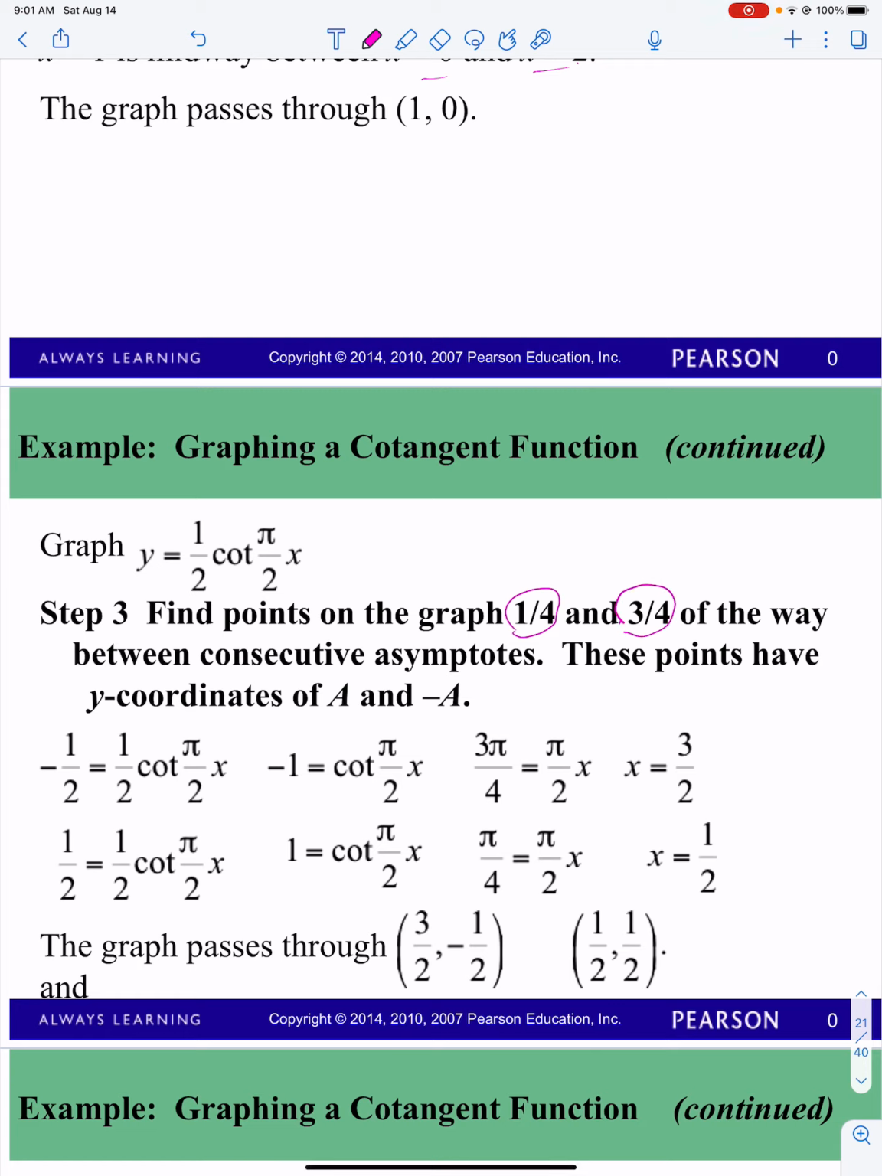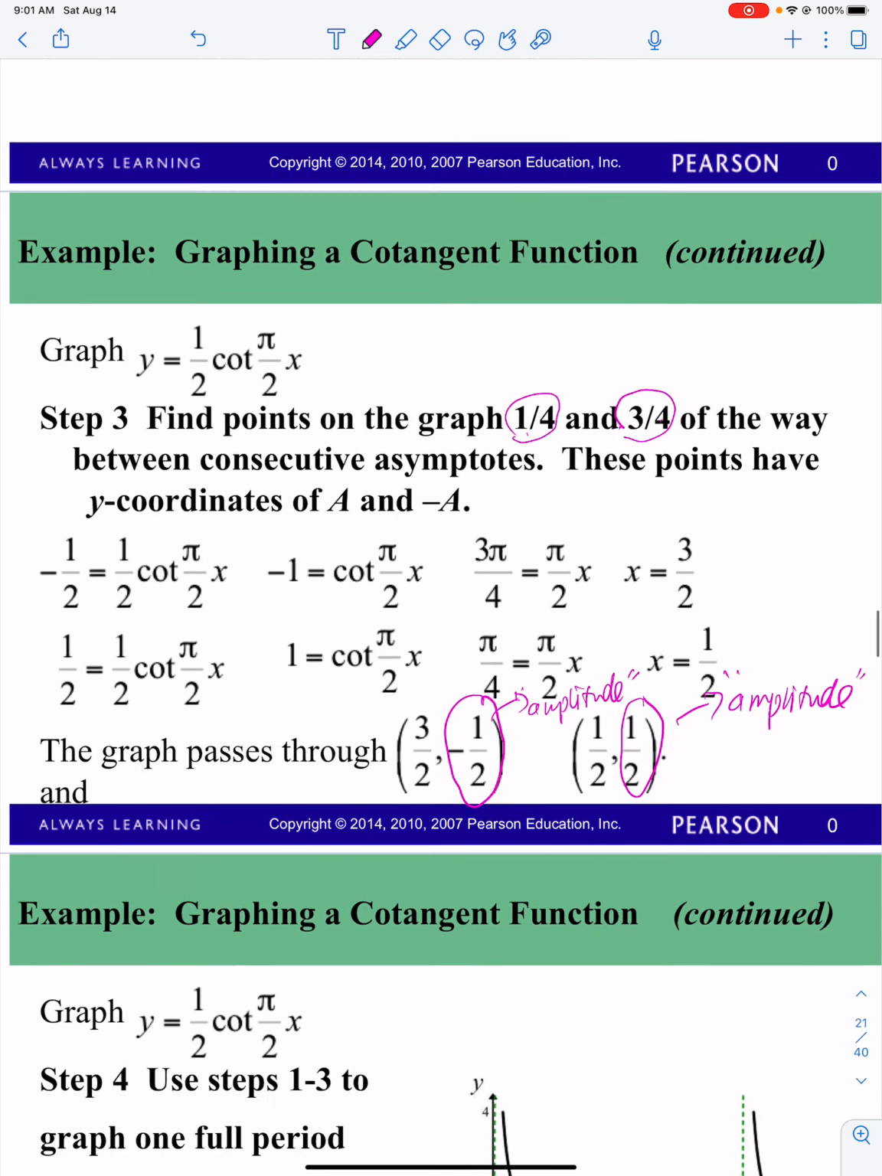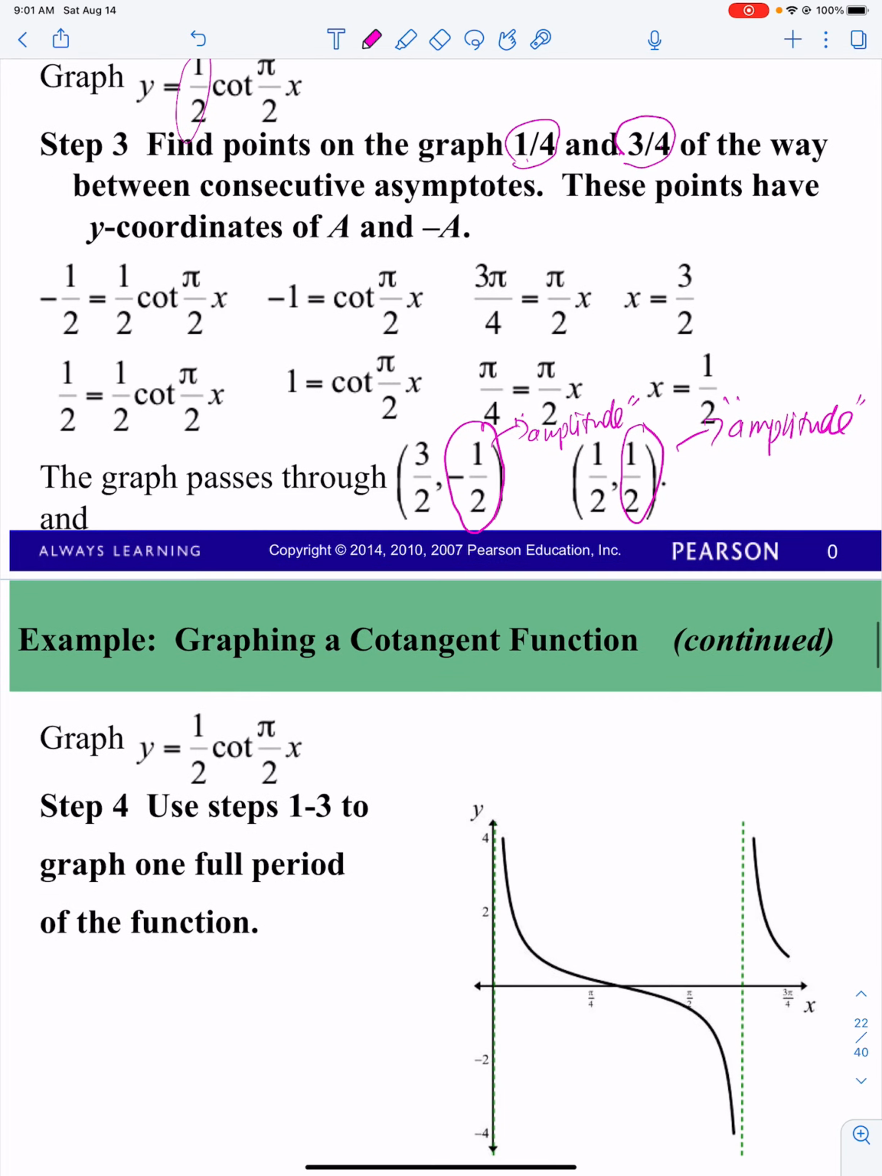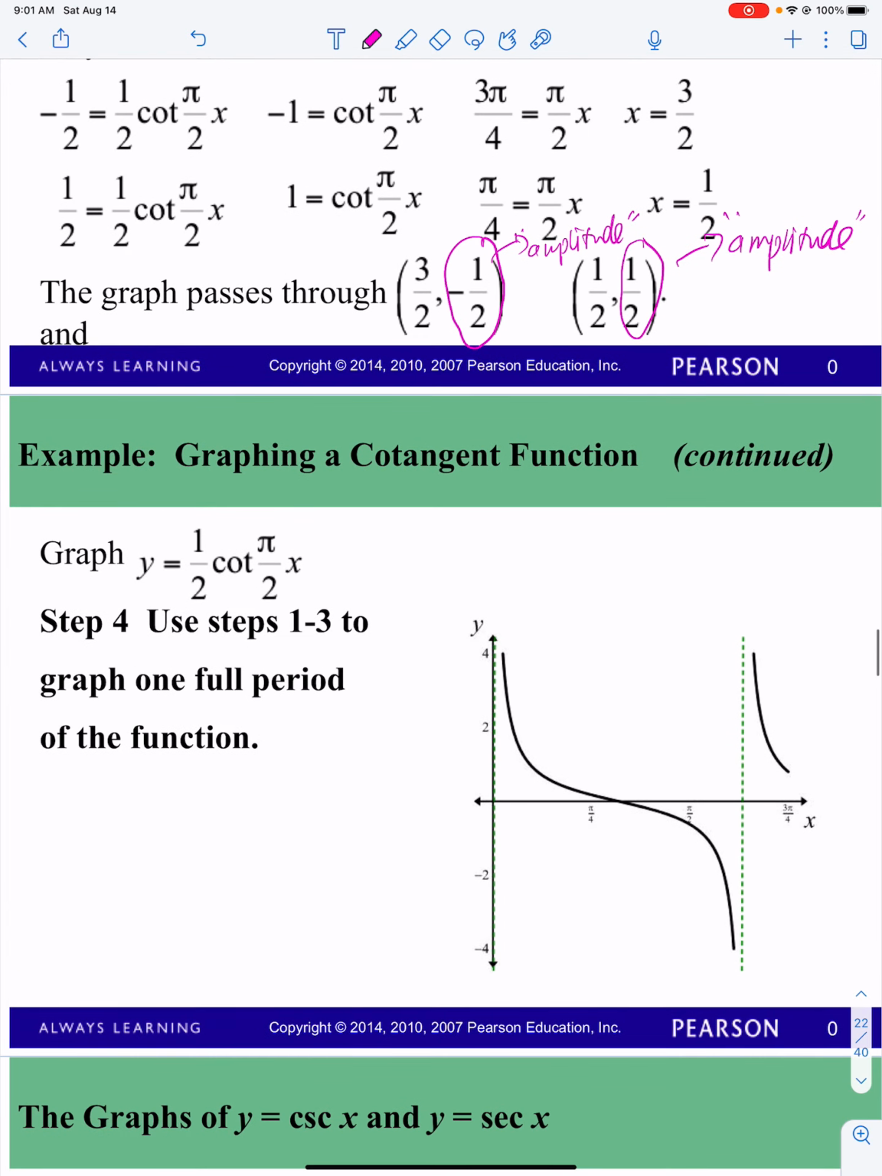So why do we want to find 1/4 and 3/4? This is corresponding to your what? Almost like we call it amplitude. It's not amplitude anymore, but we call it amplitude. Okay, so because that's similar to what? Sine and cosine. If you have a half in front, that will determine the amplitude. Okay, and then you draw the graph.